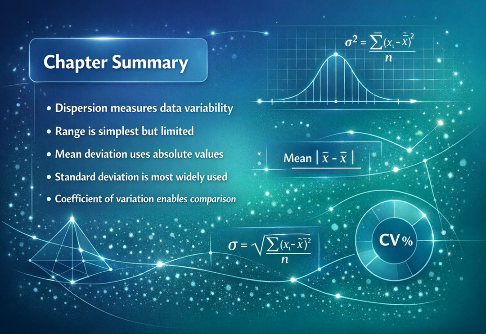In this chapter, we learned that dispersion measures how spread out data is. Range is simplest but only uses extreme values. Mean deviation uses absolute values of deviations from a central value. Standard deviation is the most widely used measure, based on squared deviations. Coefficient of variation enables comparison between data sets with different scales.